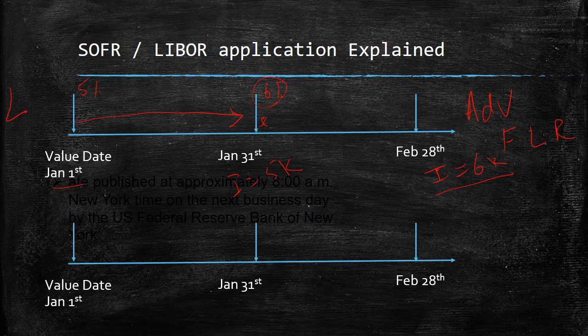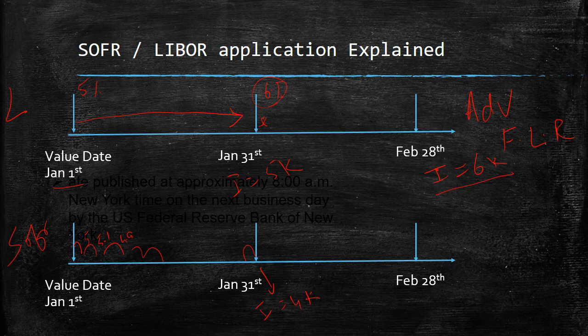Now let's take the same example of SOFR, or the risk-free rate. In this case, because these are based on real transactions which have happened overnight, the rate is decided every day. So here it is decided as 5%. The next day I will put 5.1. The next maybe it is 4.9. And these rates will be published by the NY Federal Reserve, based on the previous night's repo transactions and so on. So only a day before you come to know that the interest is going to be, let's say, 4K.